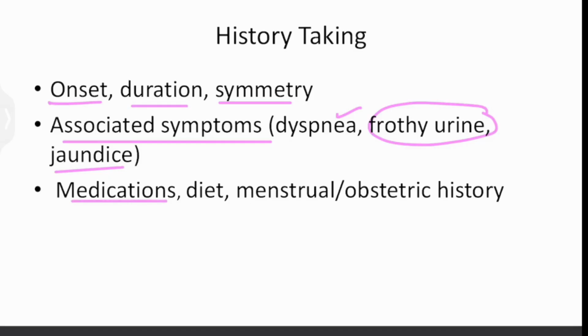Medications are important because of NSAIDs, calcium channel blockers, and so on. Ask about obstetric history, because pregnancy associated edema can occur.